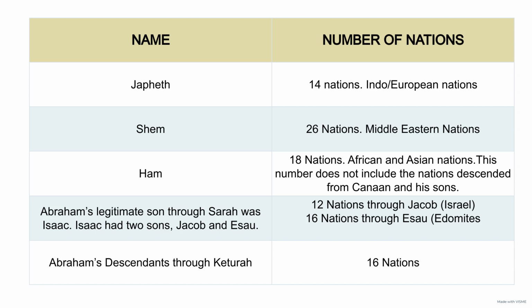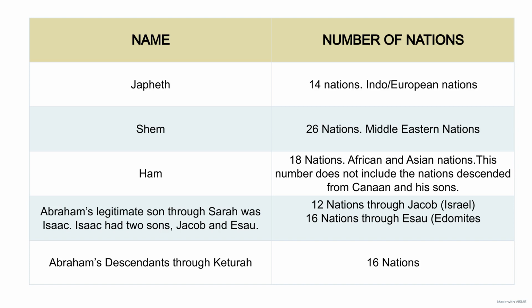We have 26 nations who came through Noah's son Shem. They're basically the Jews and the Middle Eastern nations. The word Semitic comes from the word Shem. Then we have 18 nations from Noah's son Ham. These are the African and Asian nations. This number does not include the nations descended from Canaan and his sons.